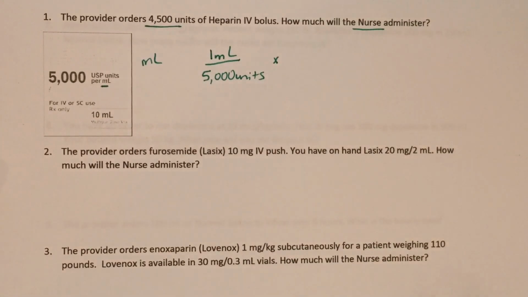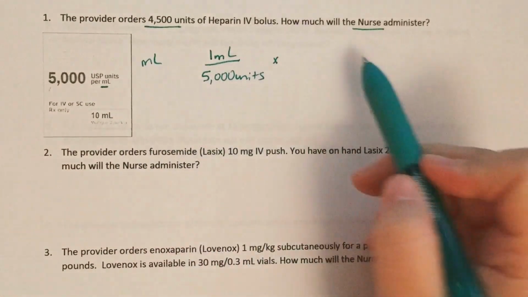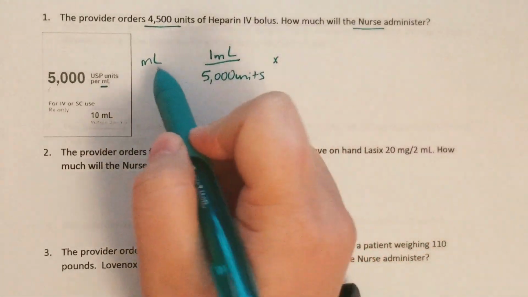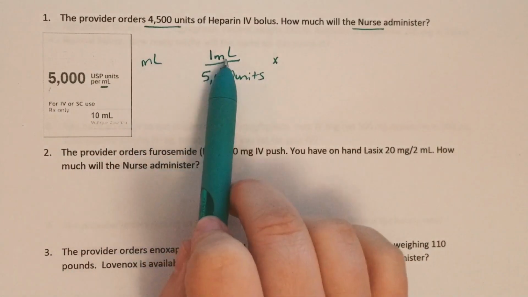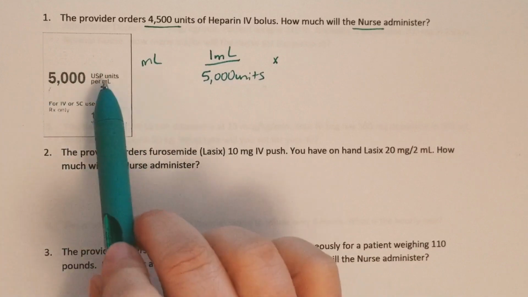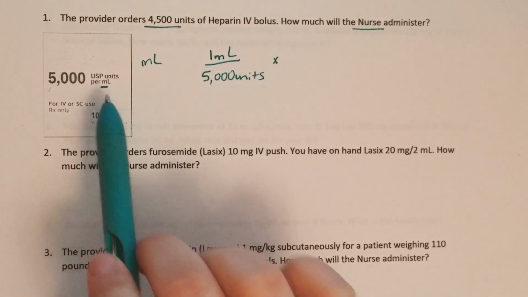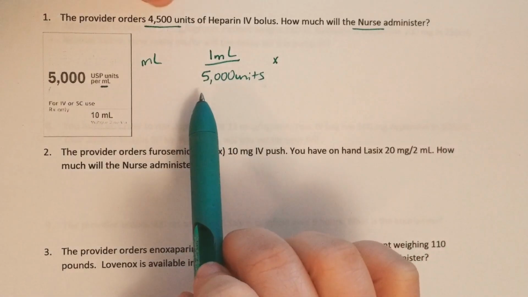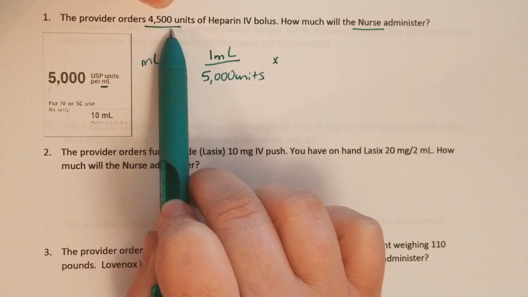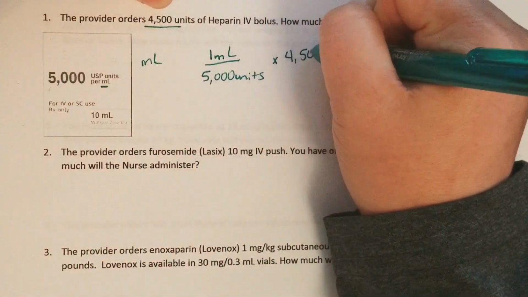later. So what we do is we're always going to start with what we want. For this problem, we want to know how much the nurse will administer, so we're looking for milliliters. So you're looking for milliliters, you want to have that on top. Here's a med label. It says we have 5,000 units per milliliter. So we're going to put 1 milliliter over 5,000 units. We're going to look up to the problem. We have 4,500 units of heparin. So we're going to put 4,500 units.